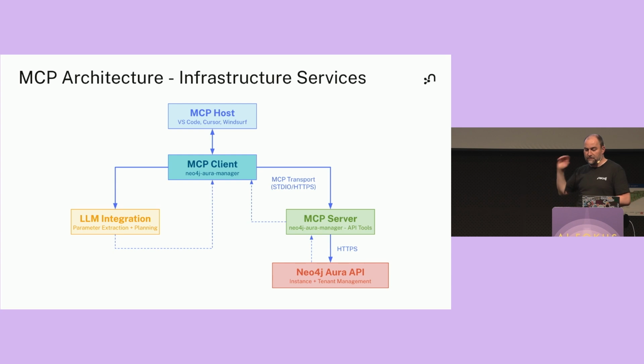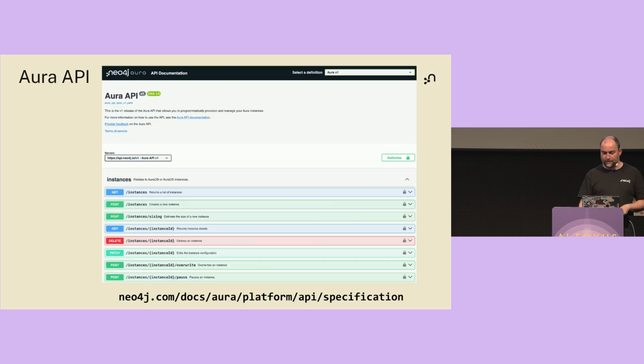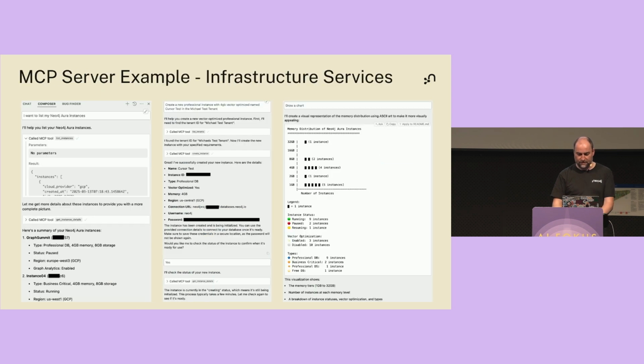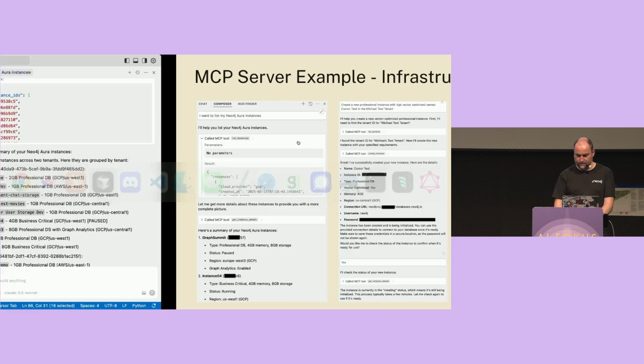And basically it works the same again. This time our MCP host is not Claude Desktop, but it's VS Code or Windsurf or Cursor, and we can add MCP clients there as well. And in my case, we took the REST API for the Neo4j cloud service, wrapped it in an MCP server, and then made it available. And let's see how well this works.